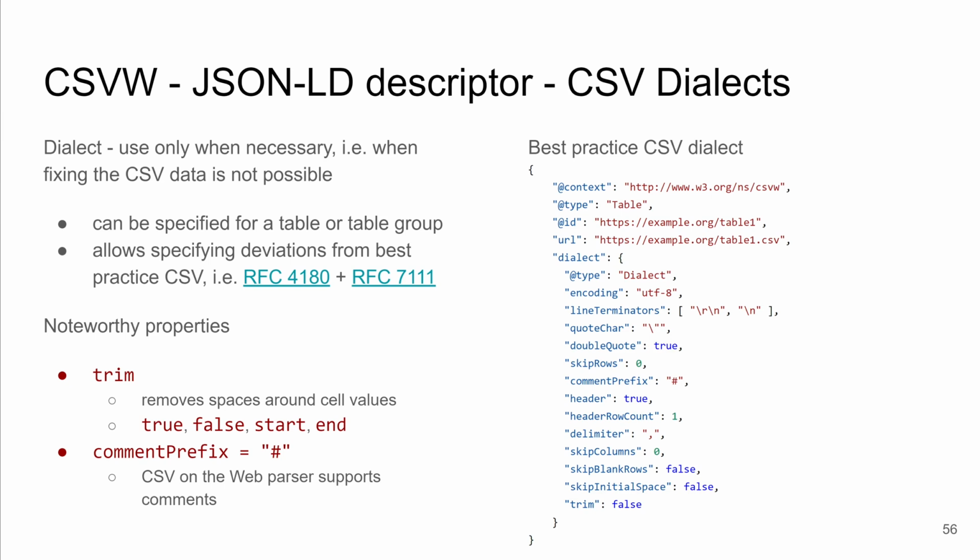Now, trimming is interesting because it allows us to remove spaces around values of cells. So maybe someone formatted a CSV file so it would look better when read by humans. This should allow you to take care of those formatting white space characters around those values. And the comment prefix I just described.